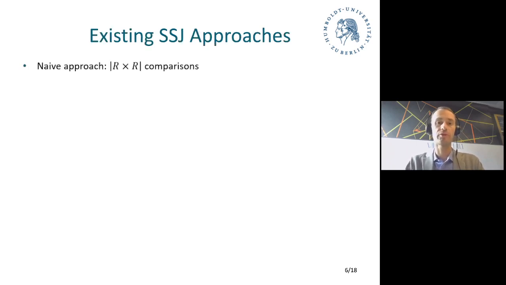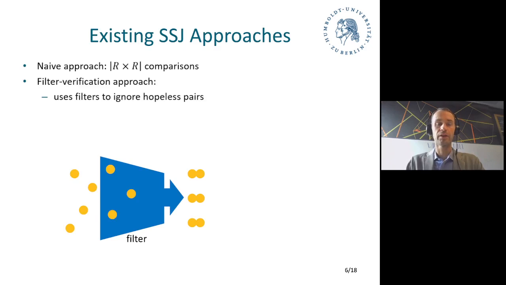The naive approach to compute the set similarity join is to create the cross product and then to compare each pair individually, and as you all know, this is not very efficient, so already for very small data sets this doesn't work. This is why the filter and verification approach emerged. It uses so-called filters to ignore hopeless pairs.